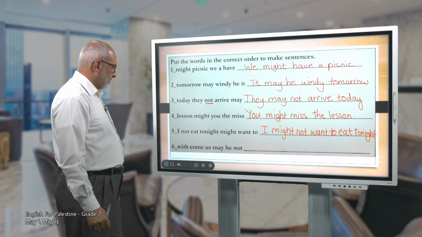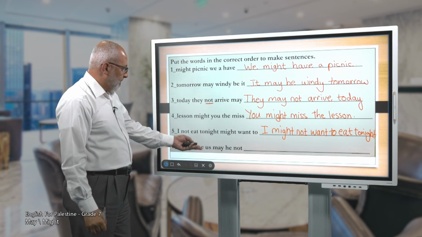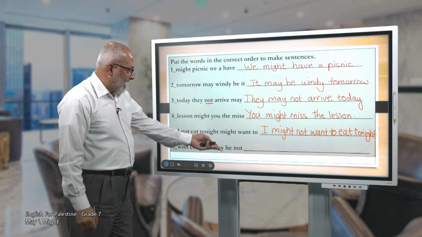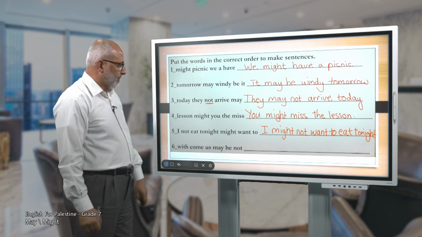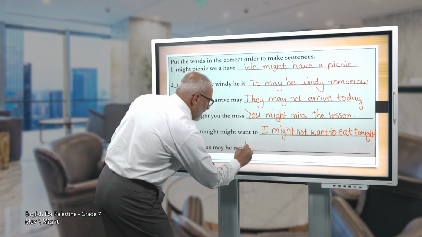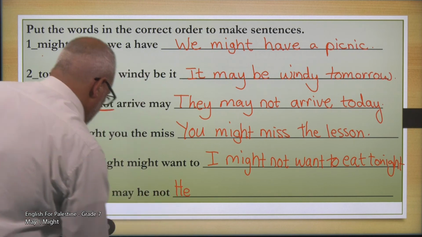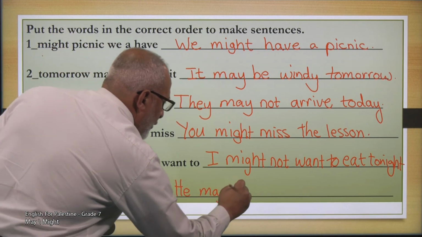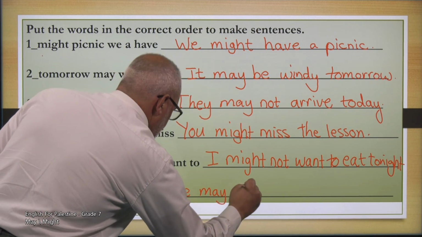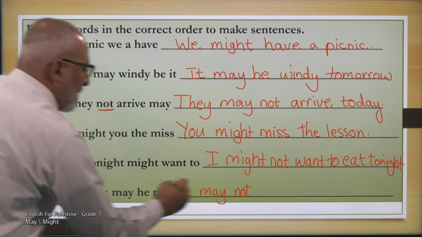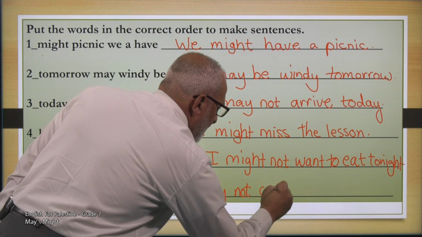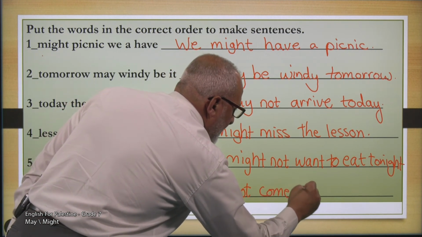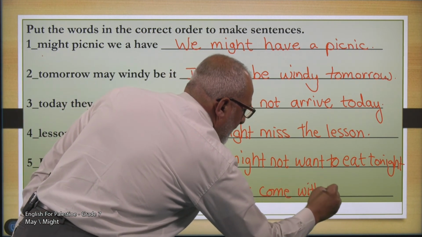The last one: with, come, us, may, he, not. The subject here is he, may, not. He may not come with us.